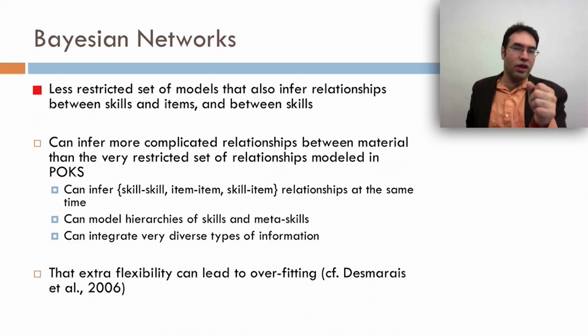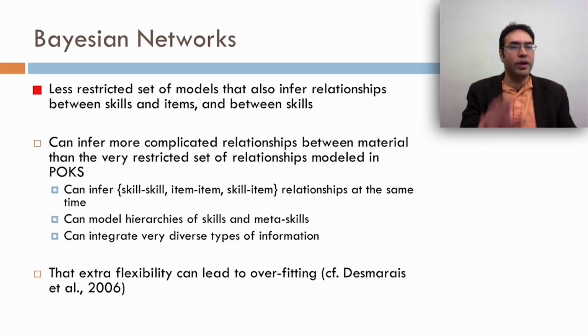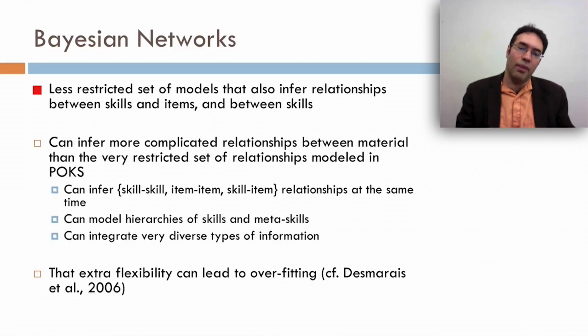Bayesian networks are another framework you can think about. They're a less restricted set of models that also infer relationships between skills and items, and between skills. A lot of things are simple versions of Bayesian networks. For example, BKT and every advanced BKT model we talked about was a very simple Bayes net. But Bayes nets can be much more complicated as well.